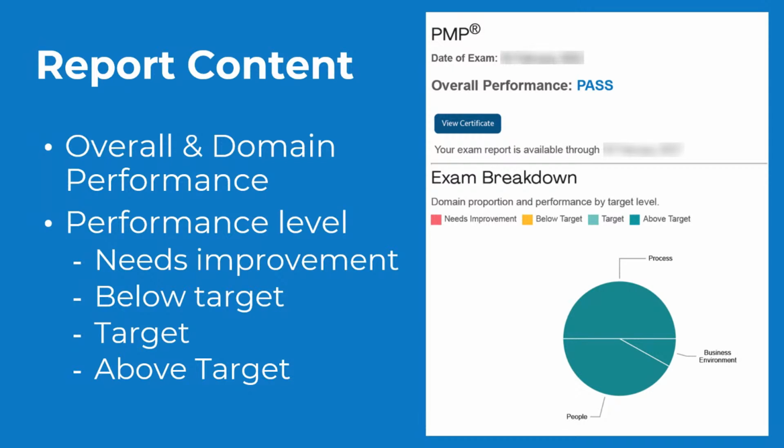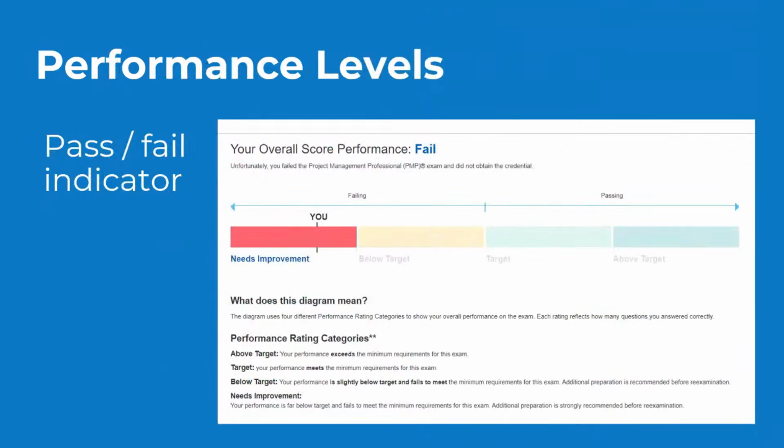But there are other ways that PMI is showing this to you. This is an actual exam report that a student shared with me. Thank you very much. And this particular student here failed the exam. As you can see here, the overall score performance is fail. And then when you look down here, he or she, I don't remember, had needs improvement as an overall. So this particular student really had a bad day that day and really didn't do all that well on their PMP exam. So the red here is highlighted.